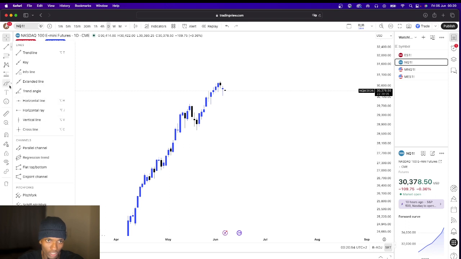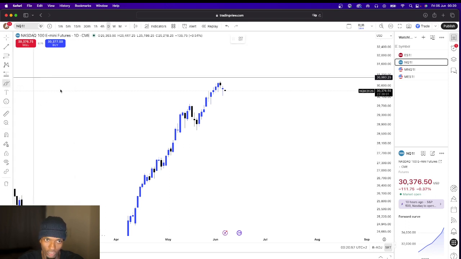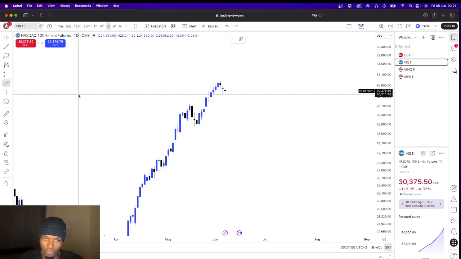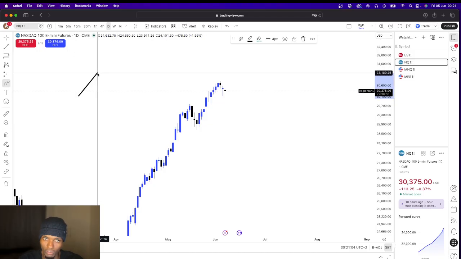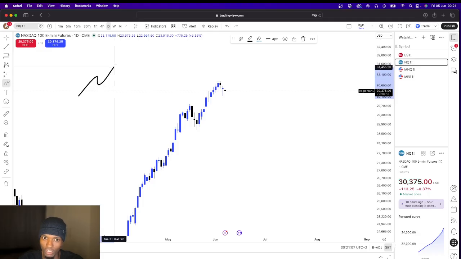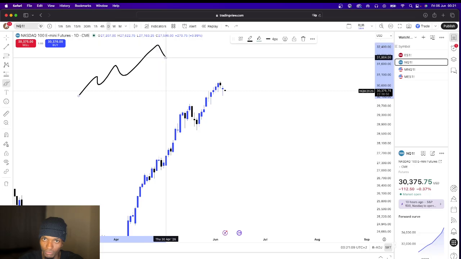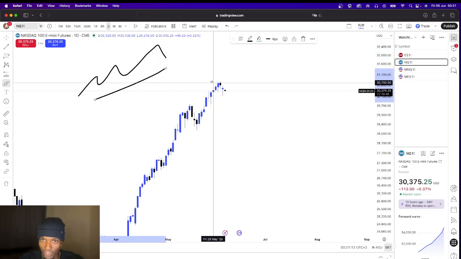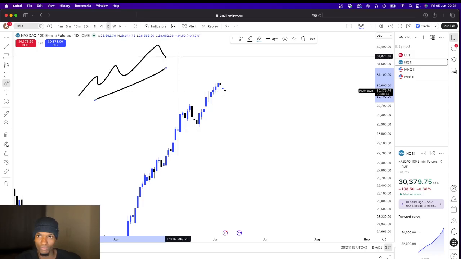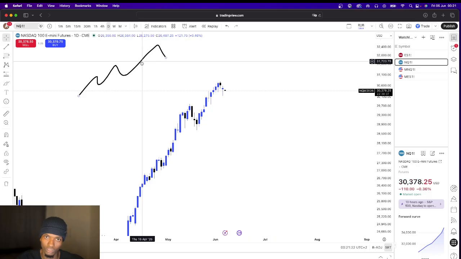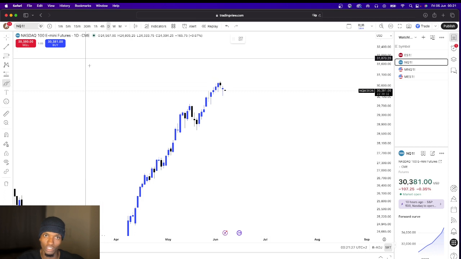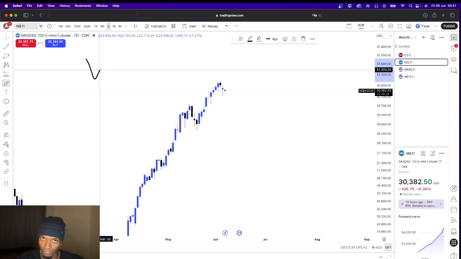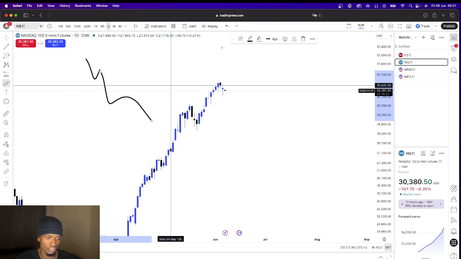I'm going to have to explain a bit about market structure for you to understand. An uptrend is made up of a move up and a move down, a move up and a move down, a move up and a move down. This is an uptrend. A downtrend, on the other hand, is a move down and a move up, then a move down, a move up, a move down, and so on and so forth.